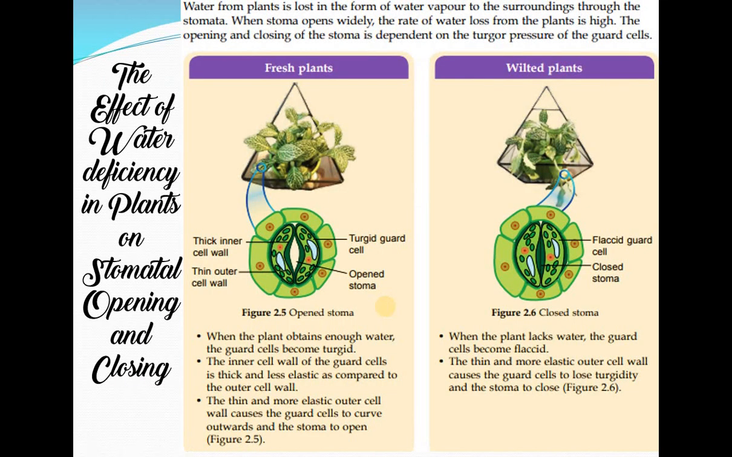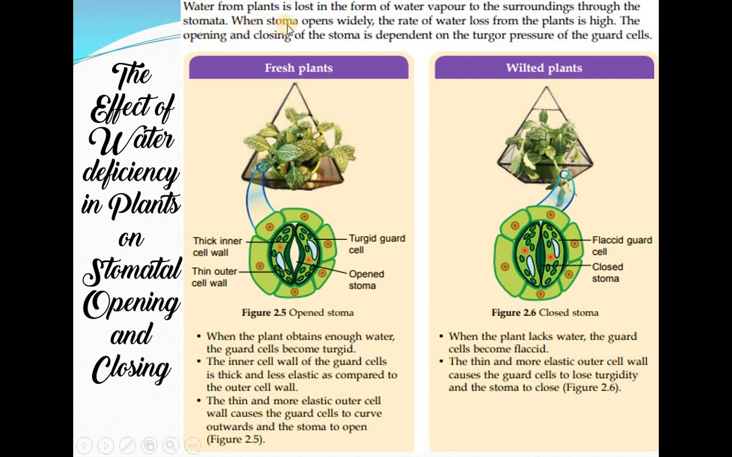Okay, so now we are going to discuss the effect of water deficiency in plants on stomatal opening and closing. Water from plants is lost in the form of water vapor to the surrounding through the stoma. By what process? Do you still remember? Yes, by transpiration, right?